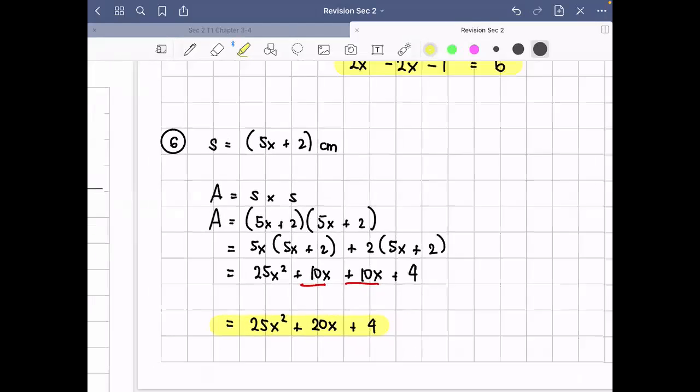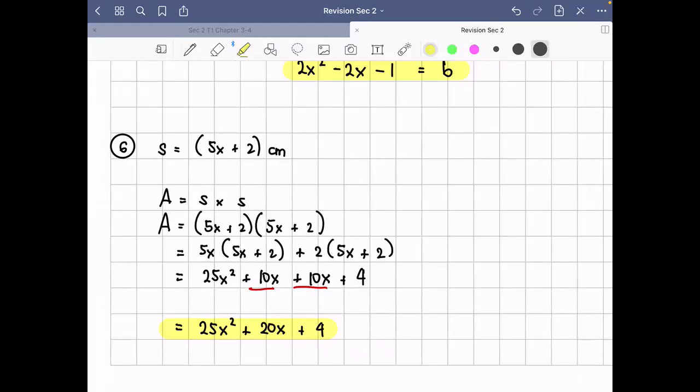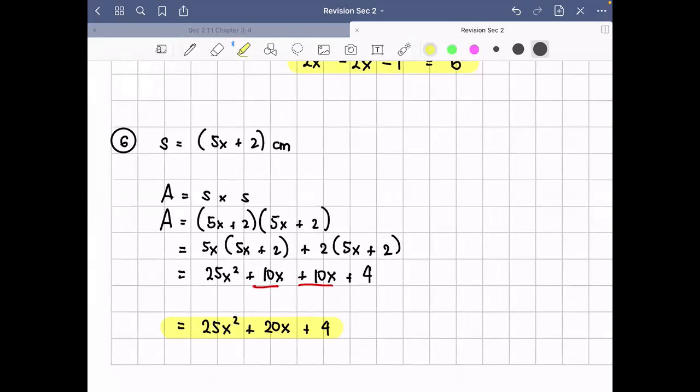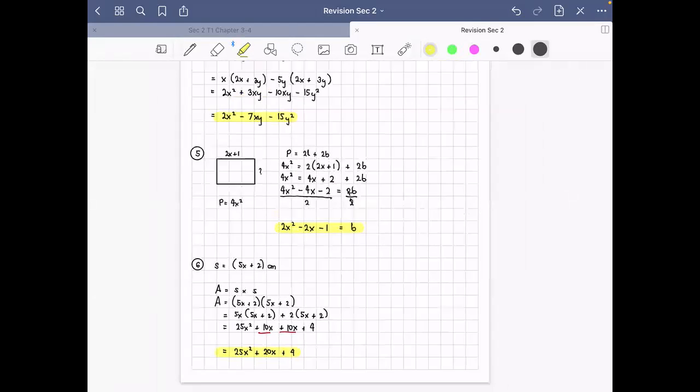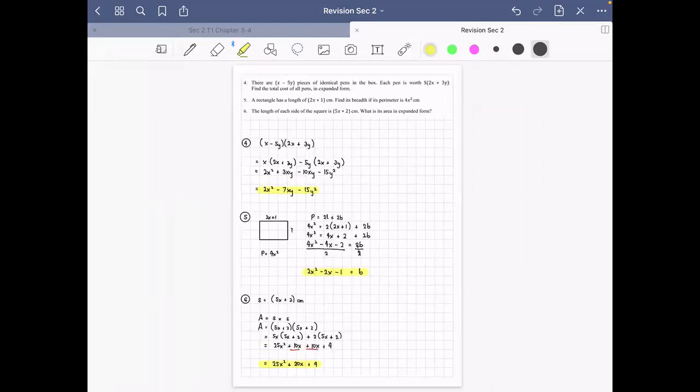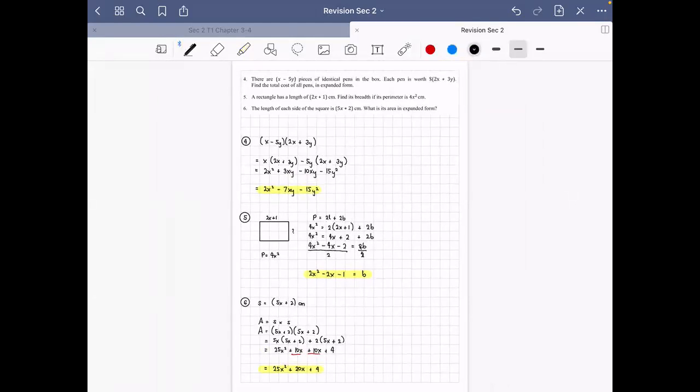Did we get the same answer for number 6? Yes. Check too. Can you throw up number 4 and 5? I want a screenshot. All right, I'll send this file now. But if you want to take a screenshot, it's okay also. It's just that it's small.